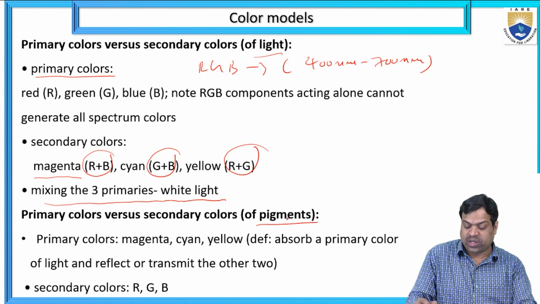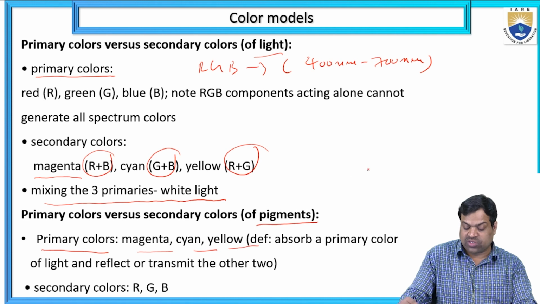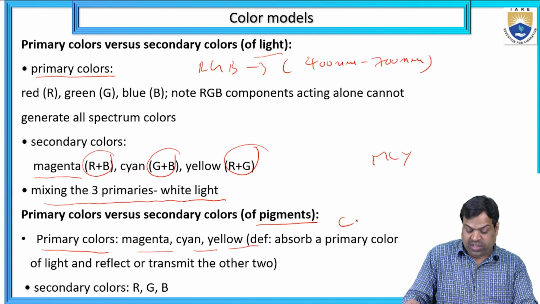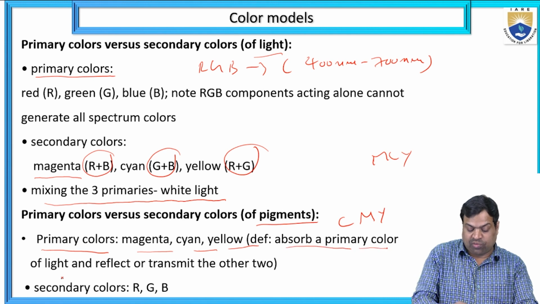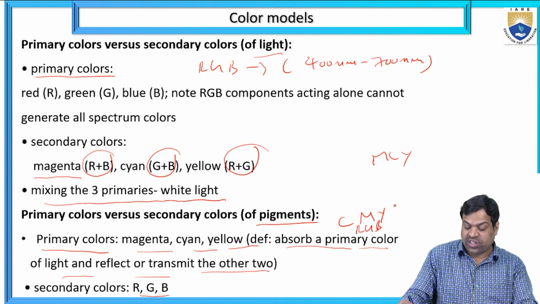Here light, there pigments. So what are the primary colors of pigments? Magenta, cyan, yellow, that is CMY, cyan, magenta, yellow. They are observed as primary colors of light and reflect or transmit the other two. What are the secondary colors here? RGB. Previously RGB was primary and here CMY is primary.